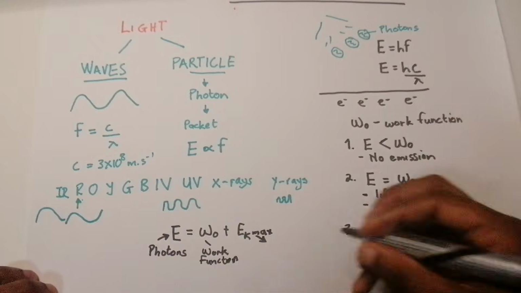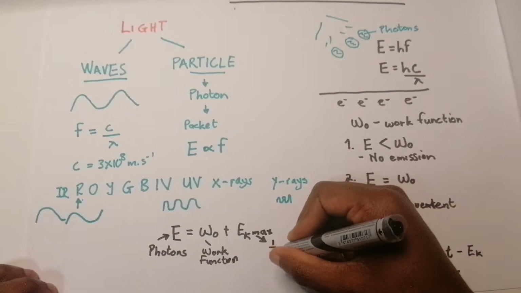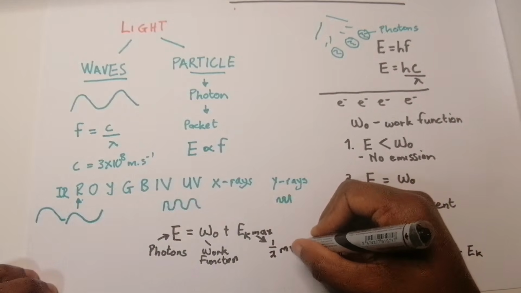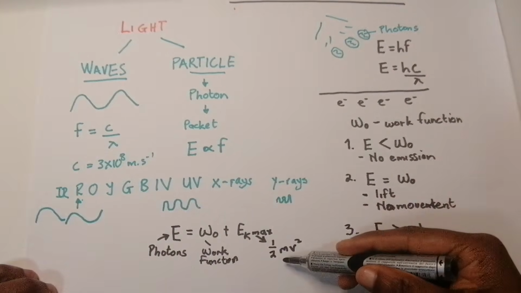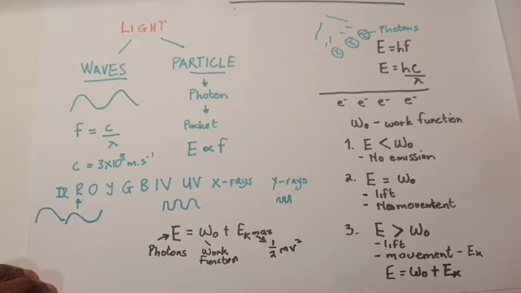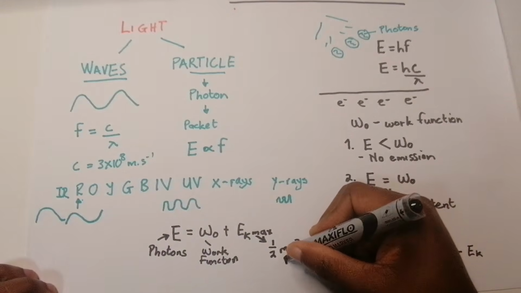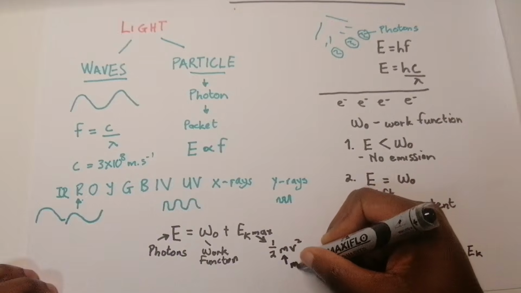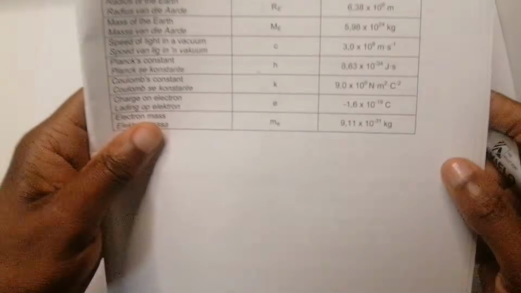Please remember, how do we calculate kinetic energy? This is half mv squared. Now, if you think about that, what is moving? It's the electron. So this m here has to be the mass of the electron. And just to show you, ladies and gents, you are given the mass of the electron. Usually when they give you your data sheet, you've got the mass of an electron there.